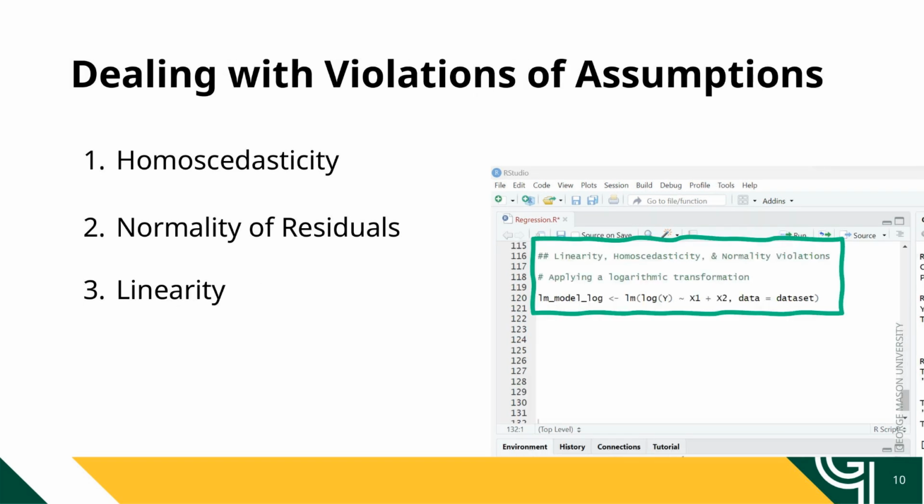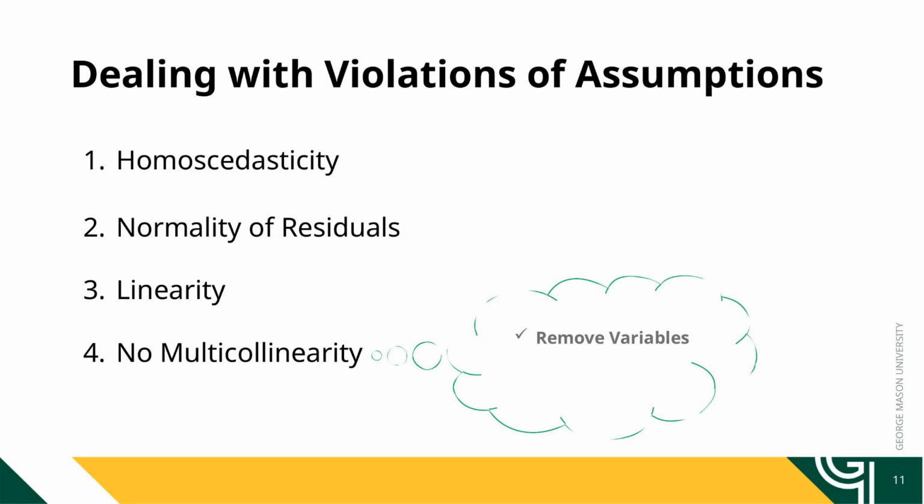Log transformation can adjust for nonlinearity and stabilize variance when it increases with the level of the response variable, helping to achieve normality. To address multicollinearity, remove one or more highly correlated predictors, or combine correlated variables into a single predictor.